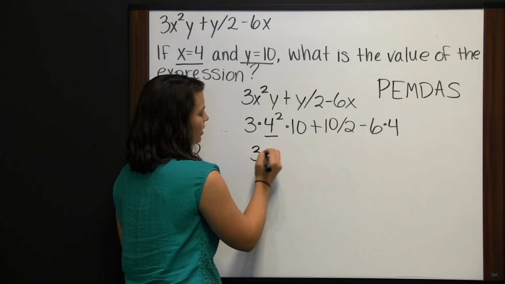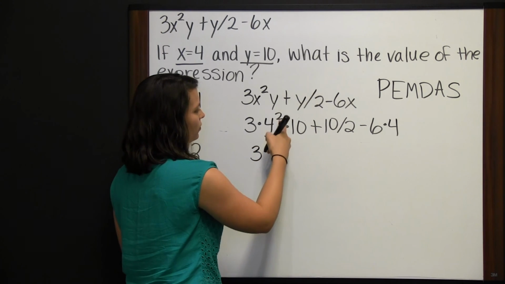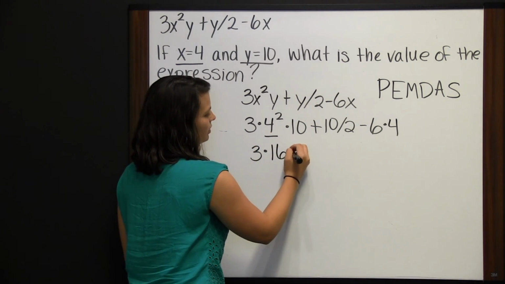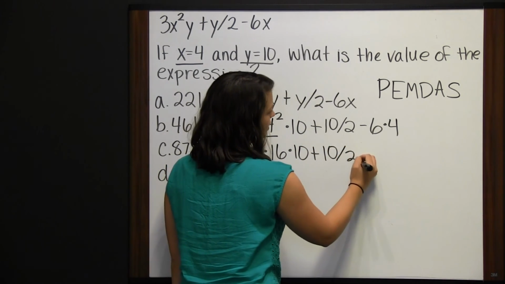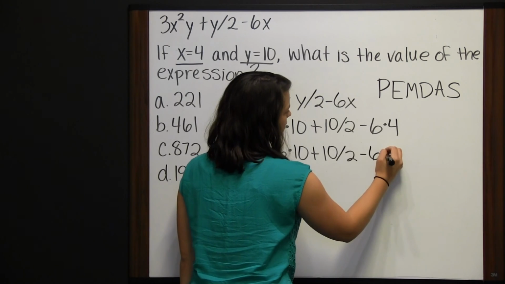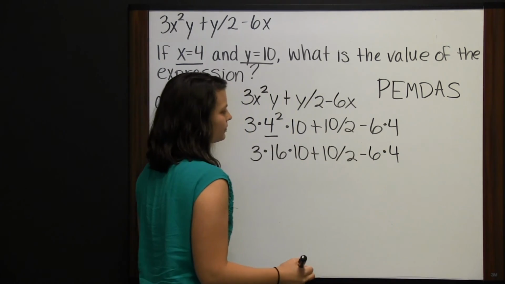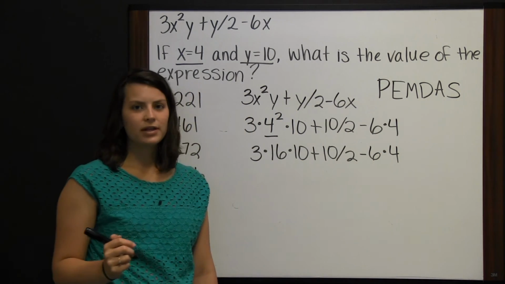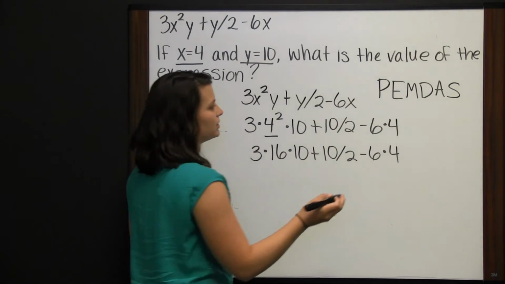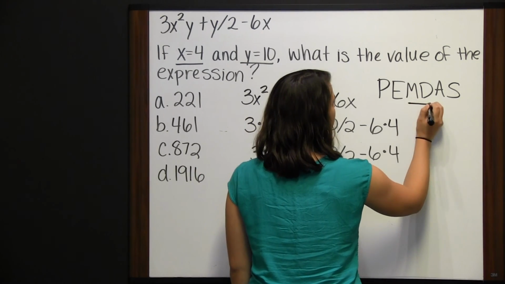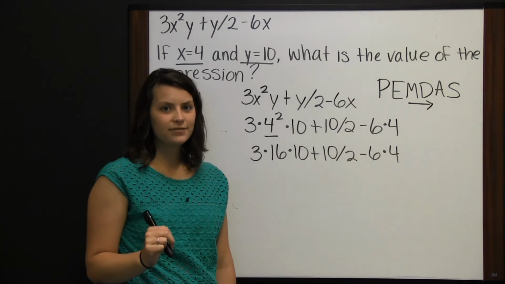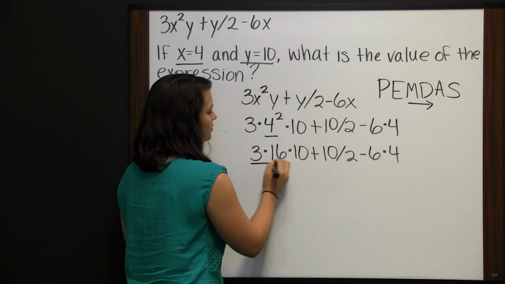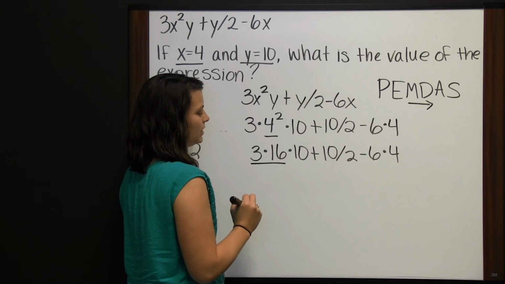So we bring down the 3 times 4 squared is 16 times 10 plus 10 divided by 2 minus 6 times 4. So that's all of our exponents. Next in PEMDAS is to do multiplication and division from left to right. So starting on the left-hand side, we'll start with multiplying 3 times 16.